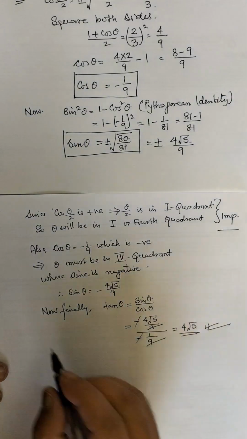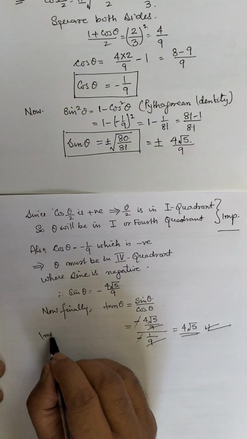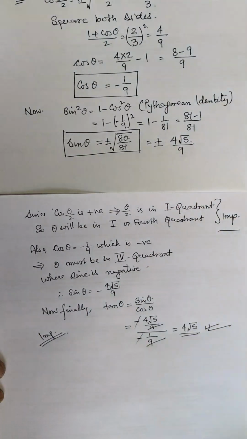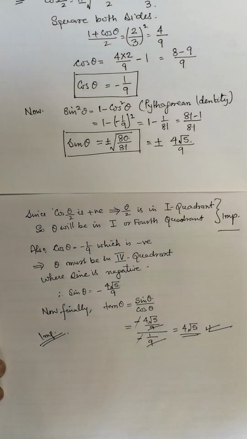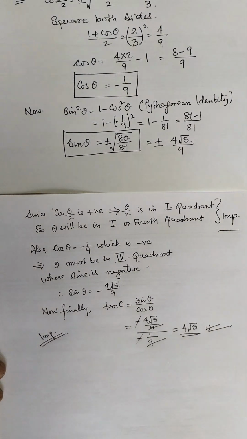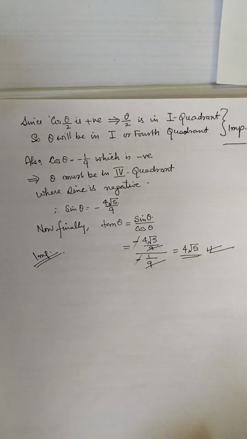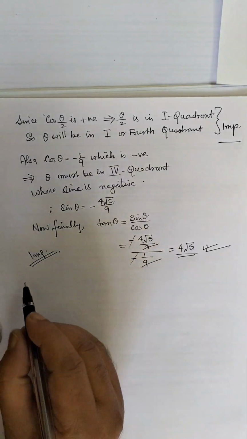Now see, this question is important and you should understand the various steps of this question clearly, because about the sign concept usually the students make mistakes. Now let me take another question. Question number 3.